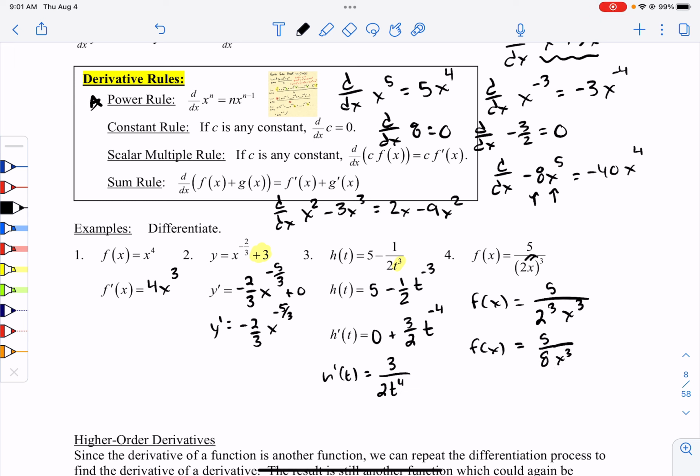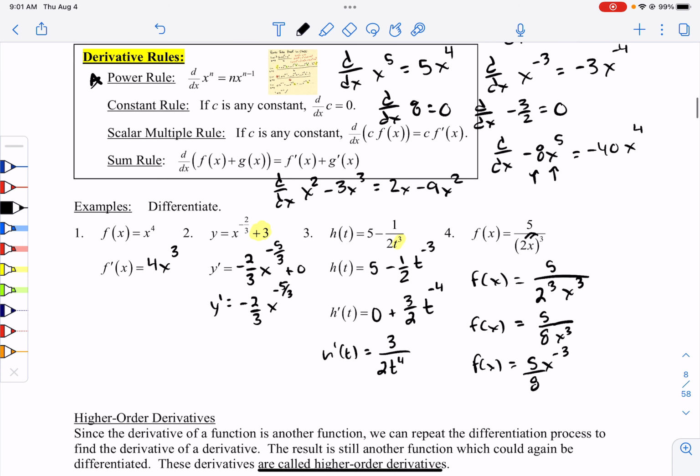Now again, the x cubed needs to move to the top. So this becomes 5x to the negative 3, and the 8's on the bottom. Now I can differentiate. Now I know how to do this. So f prime of x equals negative 15 over 8 x to the negative 4.